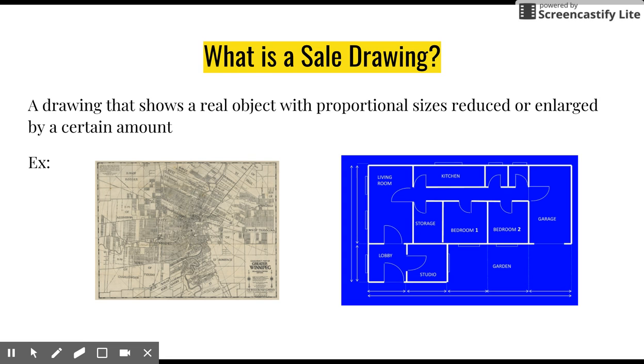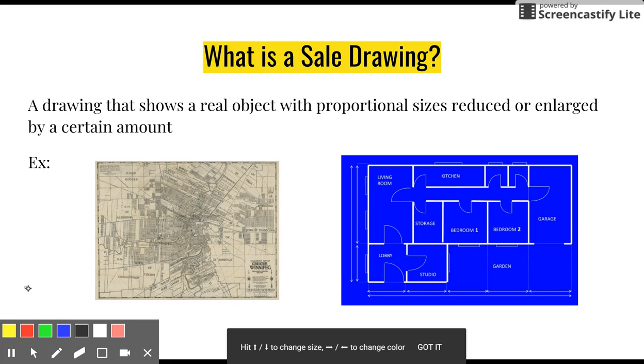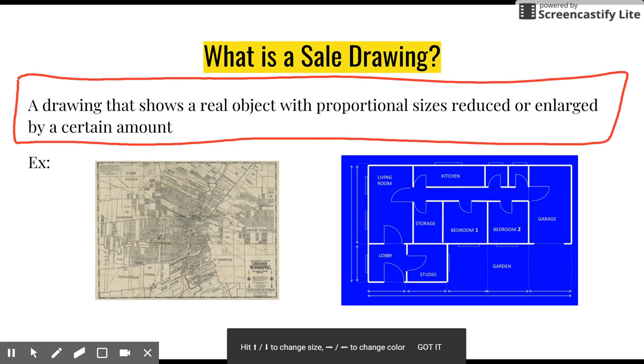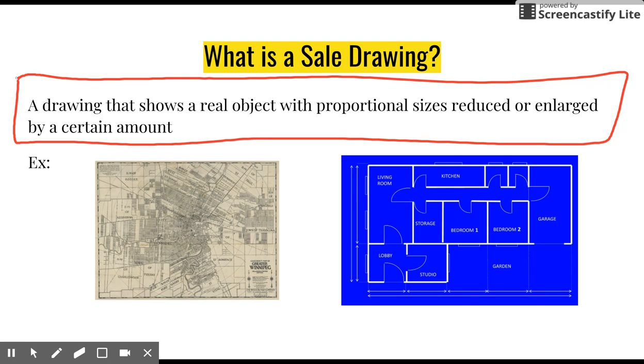Well, a scale drawing is a drawing that shows a real object with proportional sizes reduced or enlarged by a certain amount. So this right here, I want you to make sure that you copy this in your notes. If you need to hit the pause button, then please do that right now because I'm going to keep going.